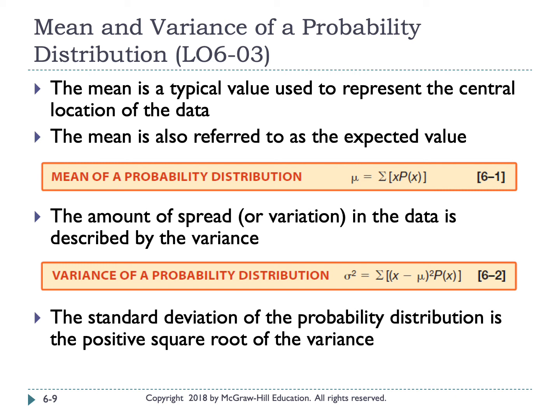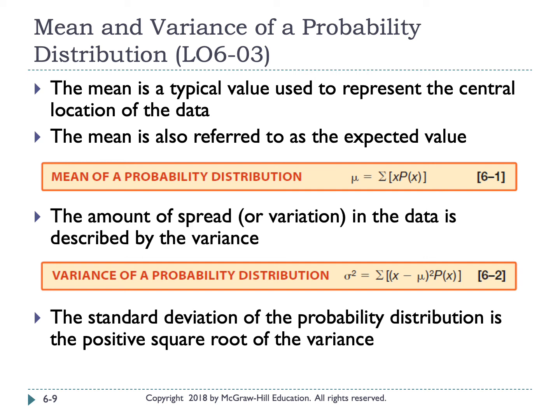Again, this is the lowercase Greek letter mu. And so we would say mu equals, for the mean, the summation of all of the values in our distribution times their probability, the likelihood that they would happen.